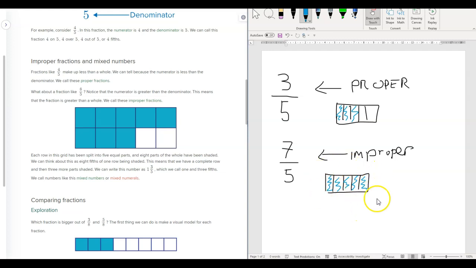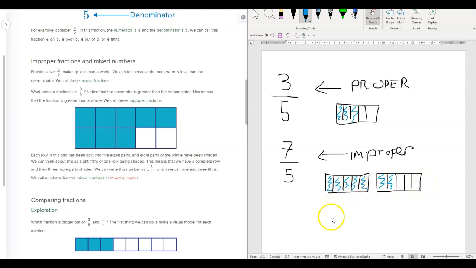So I've got a whole shape now, and I need to have the next one. So here I go again with another whole shape, again still divided into 5 because our denominator is 5. But I've got 5 of them so far here, and I need 2 more to have 7 fifths. So there's 2 more. So now I have 1, 2, 3, 4, 5, 6, 7. So here I have a whole shape and 2 fifths of the next shape.